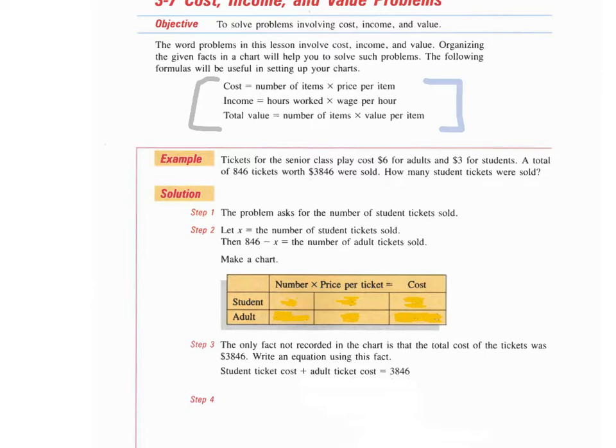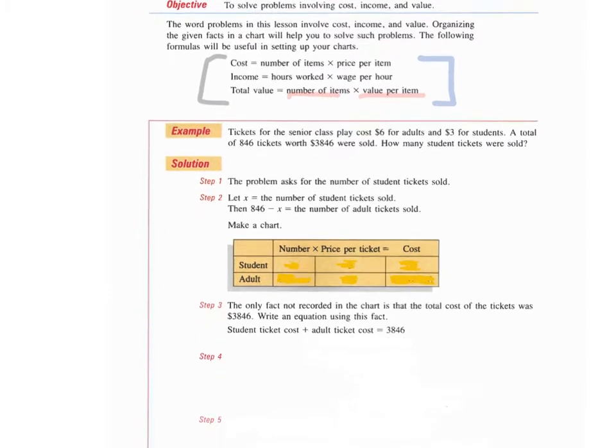And then the other formula is total value. So again, number of items times value per item. Very similar to cost. So when you see total value, think of sort of like cost, but it's the number of items times the value. So let's look at our first example here.